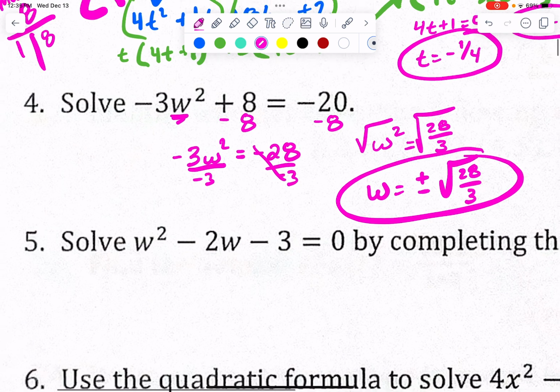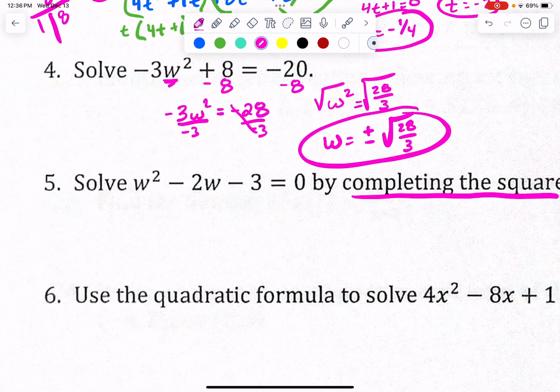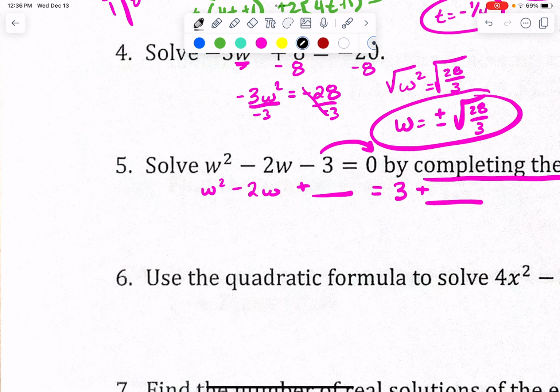Okay, this next one is completing the square. When we complete the square, the first thing I need to do is get all the W's on one side, leave room for my blank, and then this number gets booted to the other side. So minus 3 becomes positive 3 plus blank over here. Okay, so that's the first thing I do. W's on one side if you need steps: W's on the left, numbers on the right. Okay, number 2.